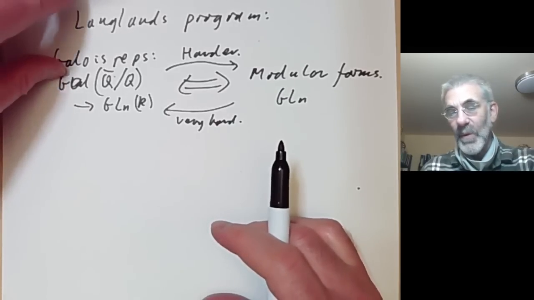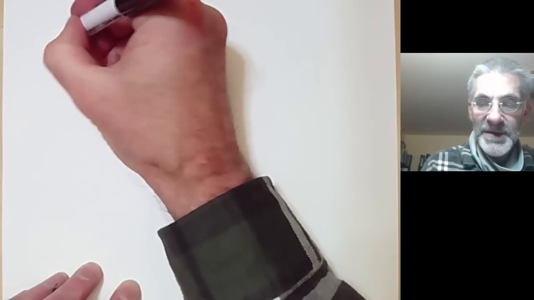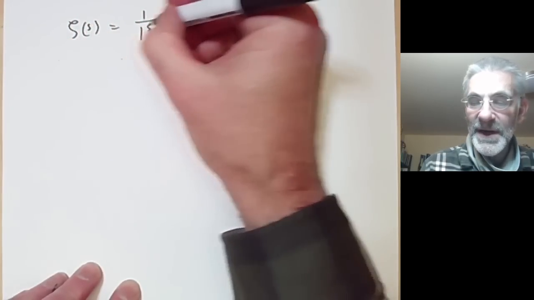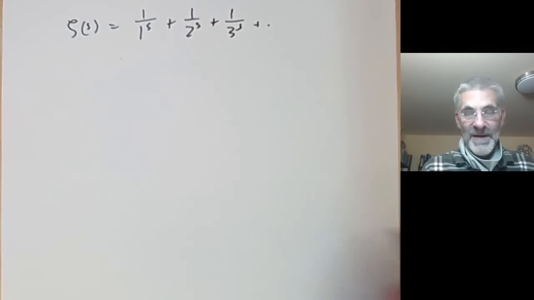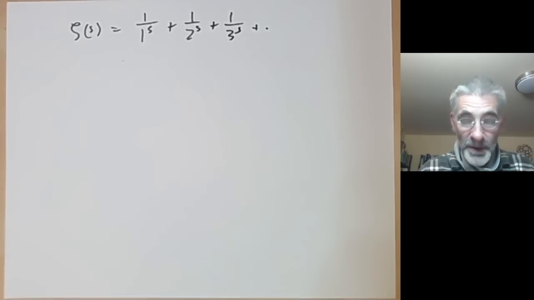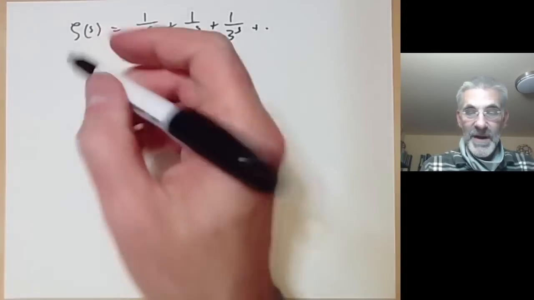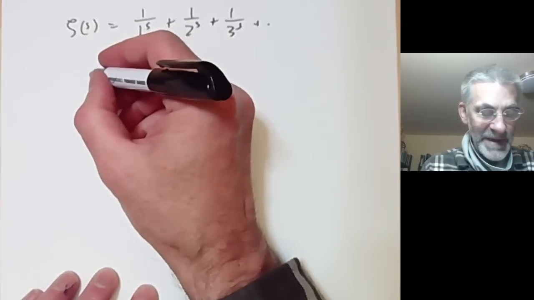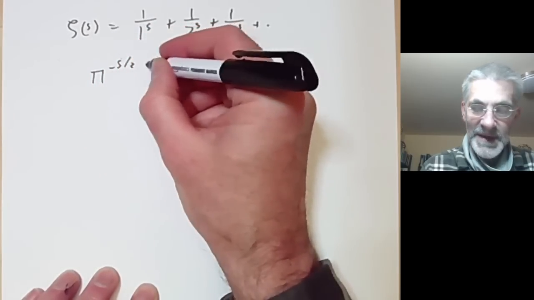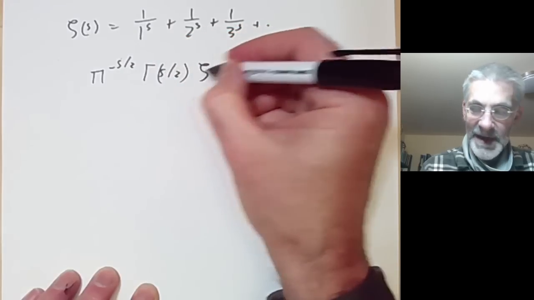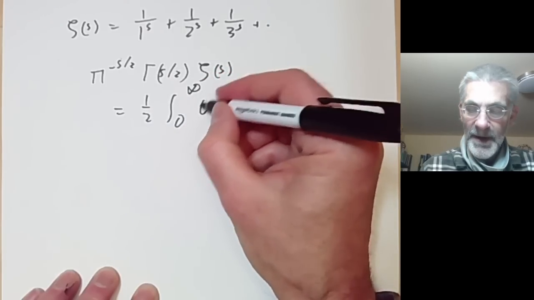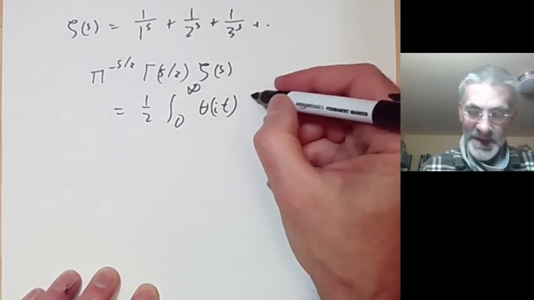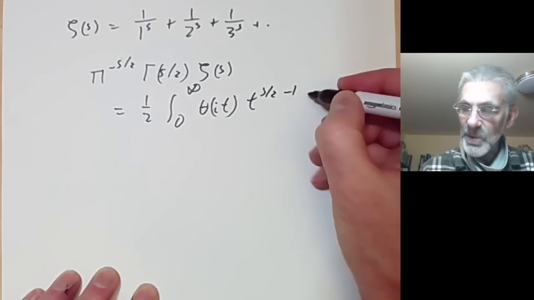So what else? Well, how about the Riemann zeta function? So we've got zeta of s equals 1 over 1 to the s plus 1 over 2 to the s and so on. Well, at first sight, this seems to have nothing to do with modular forms, but Riemann pointed out that modular forms turn up here, because if we take pi to the minus s over 2 times gamma of s over 2 times zeta of s, this is equal to a half times the integral from 0 to infinity of theta of it times t to the s over 2 minus 1 dt.